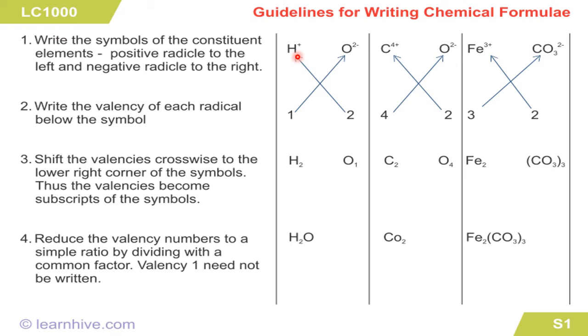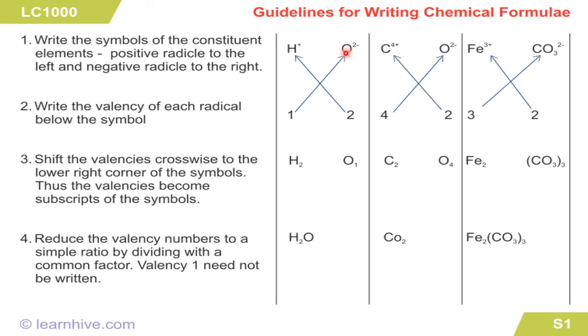In water, what is the valency of H here? It is +1. If nothing is written, it is taken as 1. So it is +1. Right. Now, what is the valency or the charge of O? It is 2 minus. This is called the oxide. O2- is called the oxide ion.